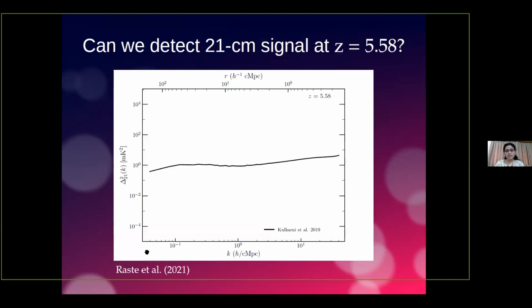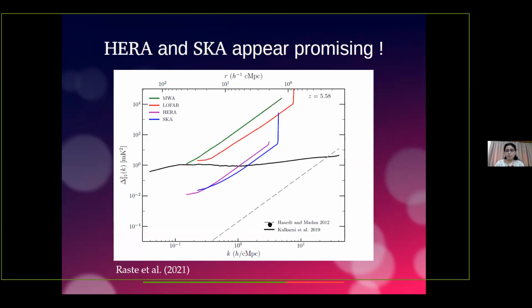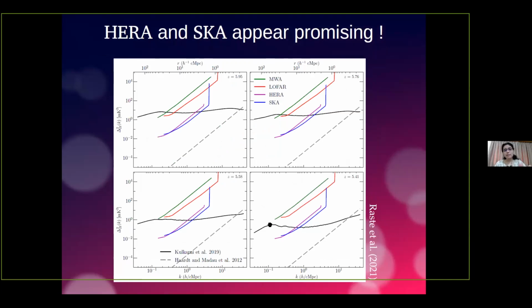So this is again the power spectra of the late reionization model. And what we see is that HERA and SKA should be able to detect this signal, as they have enough sensitivity to detect the signal at redshift 5.6 for the late reionization model. And this similar trend holds across all the redshifts, from redshift 6 all the way to redshift 5.4, that HERA and SKA have enough sensitivity for 1080 hours of observations to be able to detect this signal.